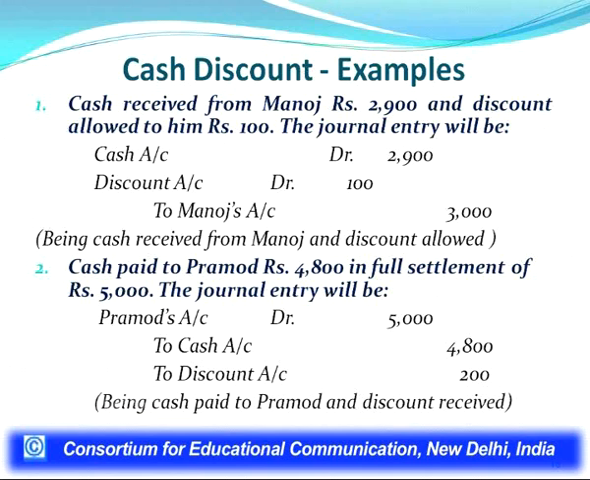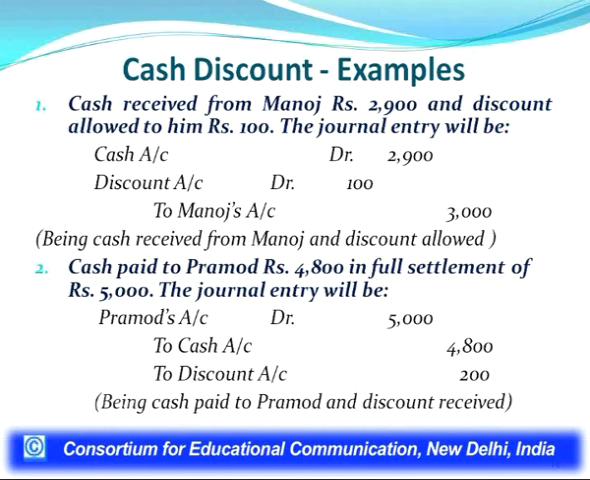So, cash account is debited 2900 and discount allowed is a loss to the firm. So, discount account has been debited here being a loss and the account of Manoj has been credited for 3000. So, his account will be clear. If only rupees 3000 were payable by Manoj, then Manoj's account will show the nil balance, no other liability, his liability.